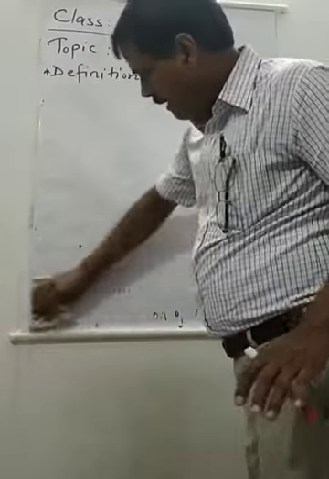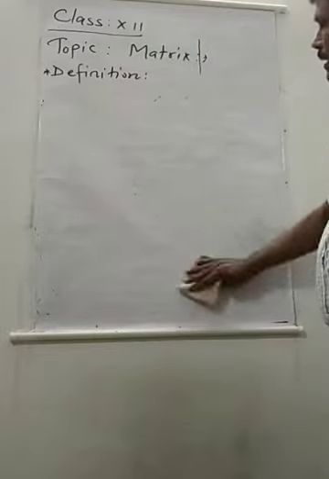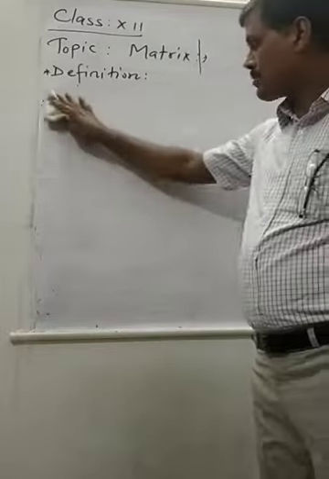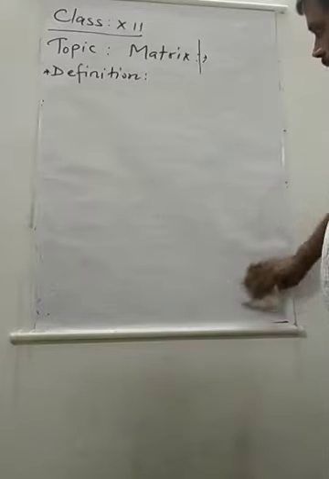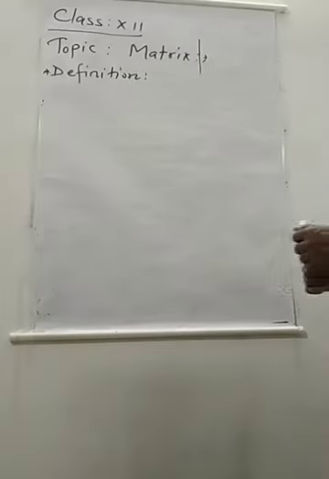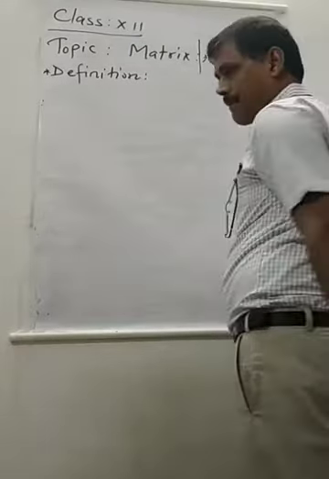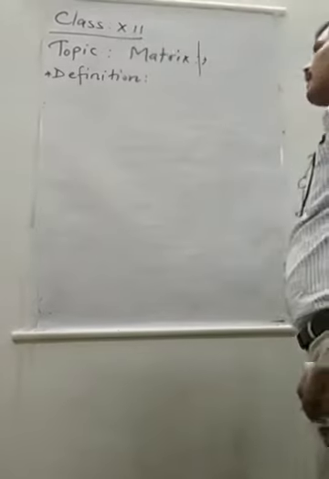Children, a matrix is an arrangement. Let us be very clear. It is not a single number. It is a group of numbers, and we arrange that group in a specific manner that is called rectangular arrangement.